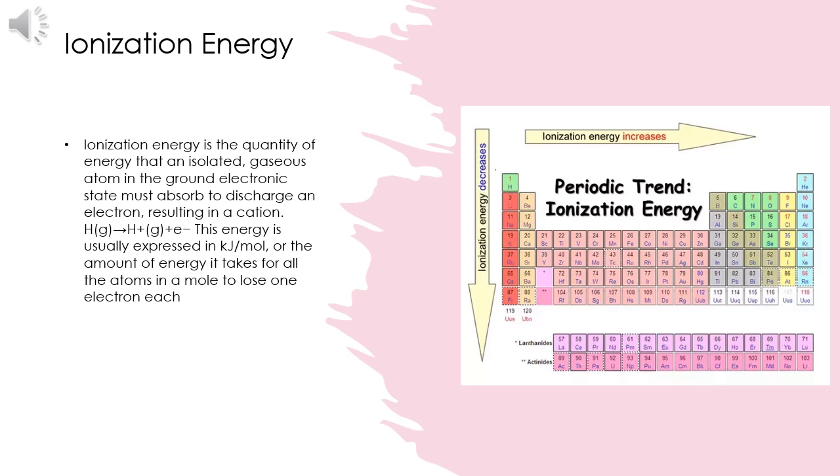The fourth topic that I want to talk about is ionization energy. As you go across the periodic table, ionization energy increases, and as you go down the periodic table, ionization energy decreases. Ionization energy is the quantity of energy that an isolated gaseous atom in the ground electron state must absorb to discharge an electron, resulting in a cation. So for example, hydrogen in its gas form is the same as hydrogen plus 1 electron. This energy is usually expressed in kilojoules per mole, or the amount of energy it takes for all the atoms in a mole to lose 1 electron each.